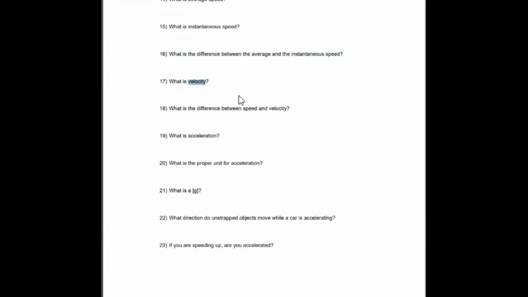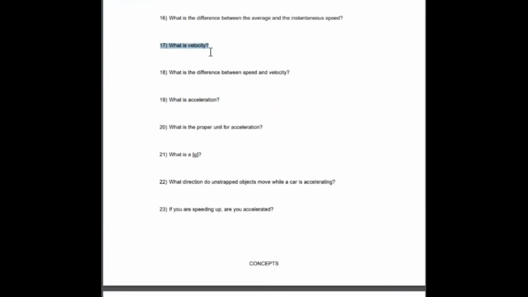Velocity is not only how fast, also which direction. So it's a combination of speed and direction. So the difference between speed and velocity is the direction of motion. That's it. Okay, so my emphasis is something straightforward.